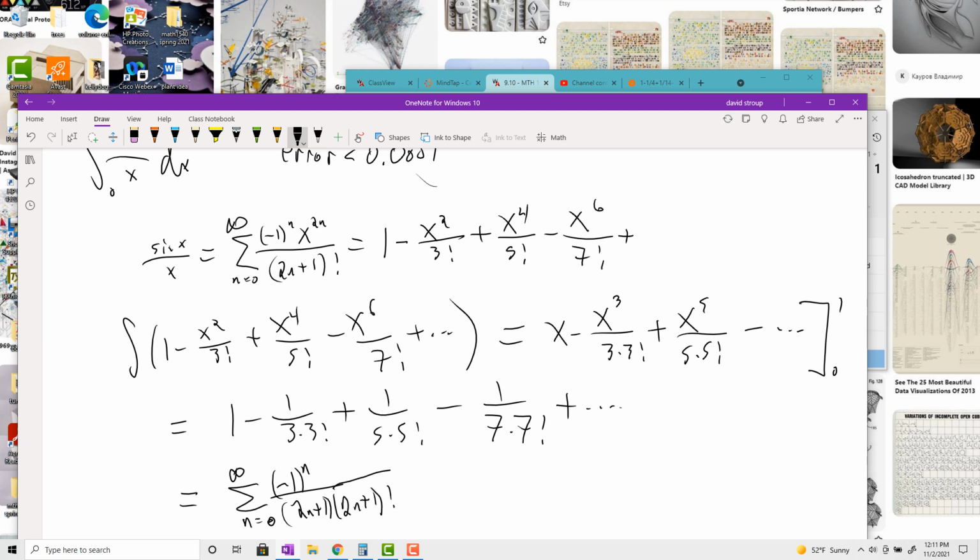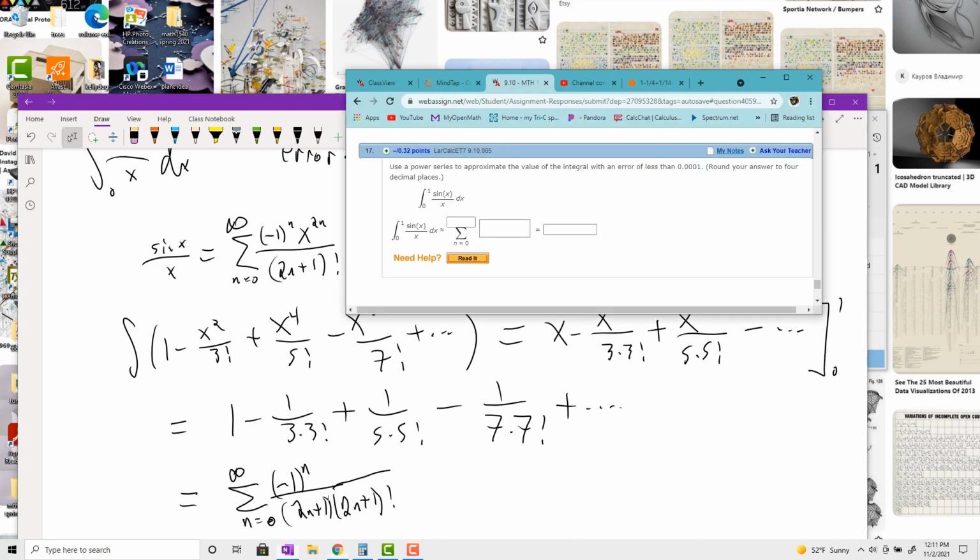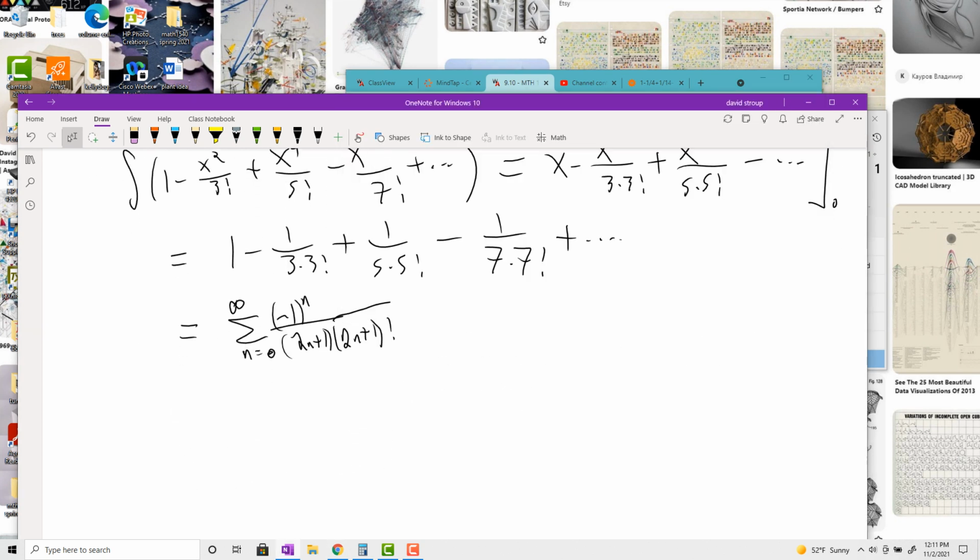Okay, so when n is 0, that will just be 1, but when n is 1, it'll be 3 times 3 factorial. When n is 2, it'll be 5 times 5 factorial. So I think that's going to be our answer for this first part. Oops, and I need to figure out how far I have to go, right?